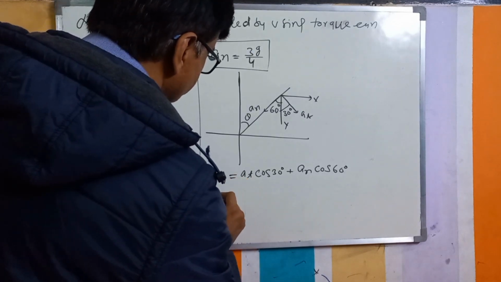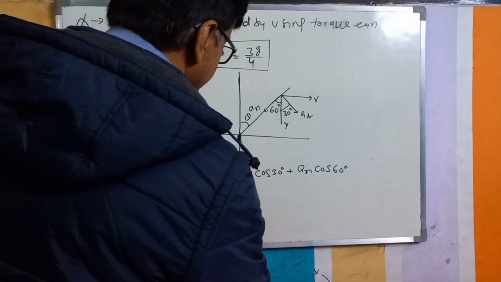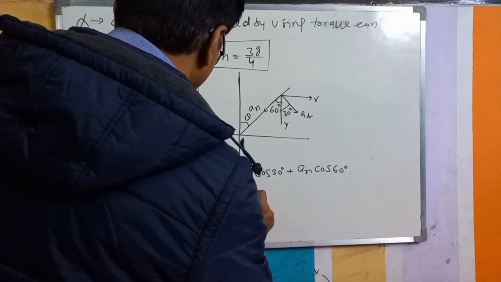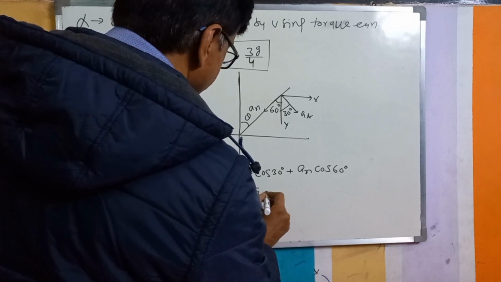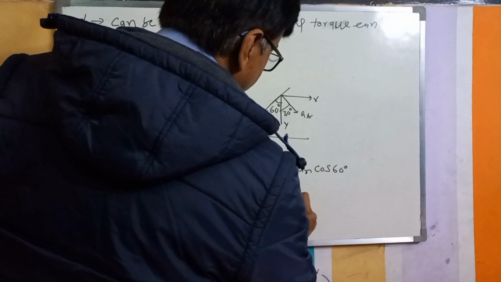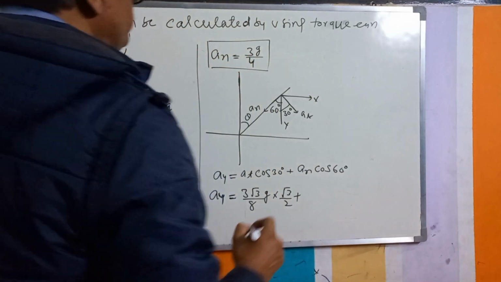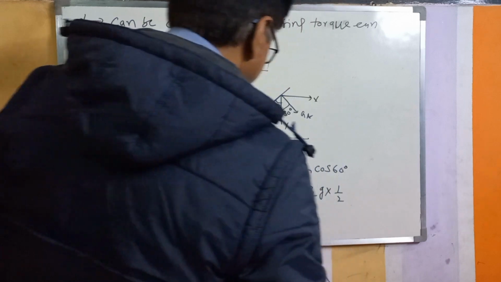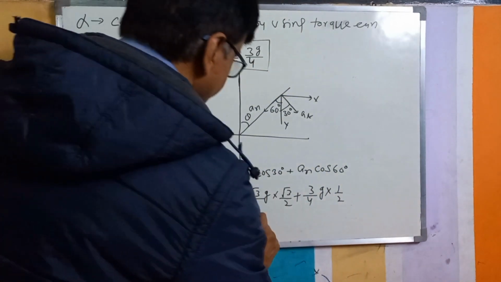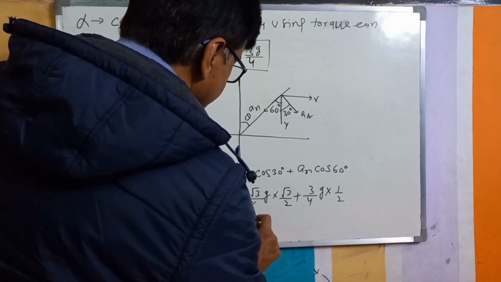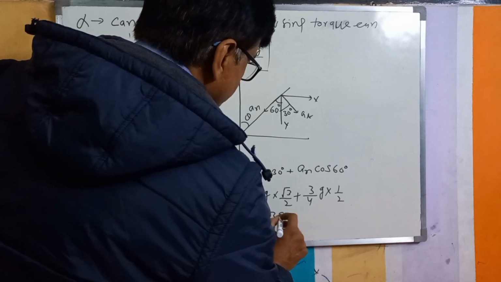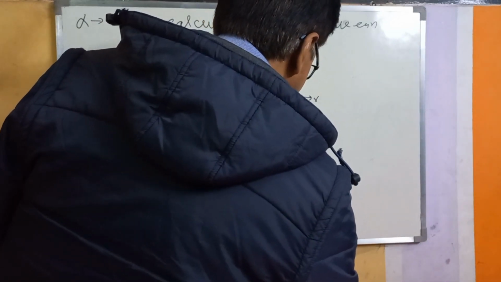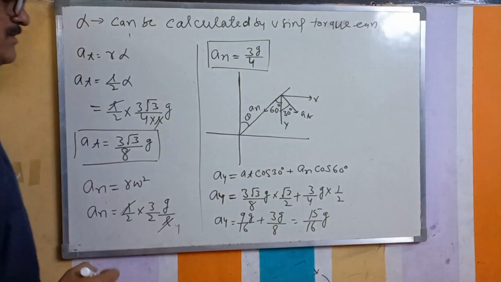So A_y is the total acceleration on the center of mass along the y-axis. A_T is equal to 3 root 3 by 8 G, and cos 30 degrees is equal to root 3 by 2, plus A_n. A_n is equal to 3 by 4 G and cos 60 is half. So A_y comes out 9 by 16 G plus 3 G by 8. So the total comes out 15 by 16 G. This is the acceleration along the y-axis.